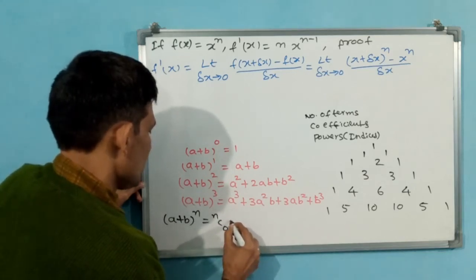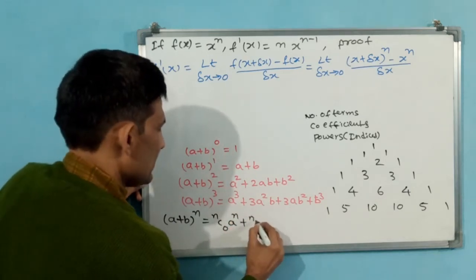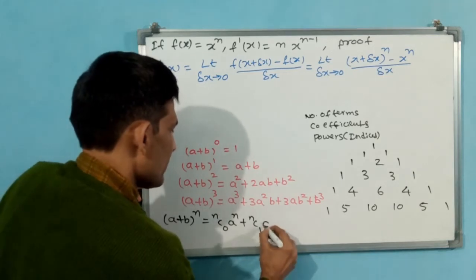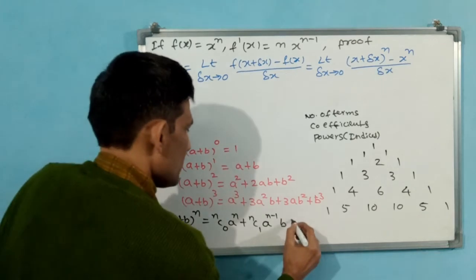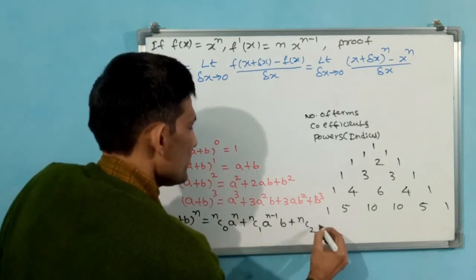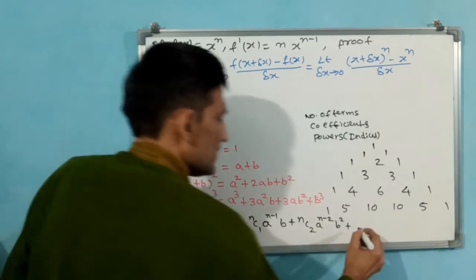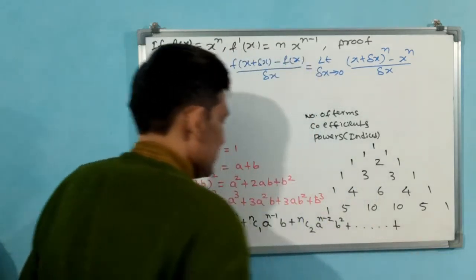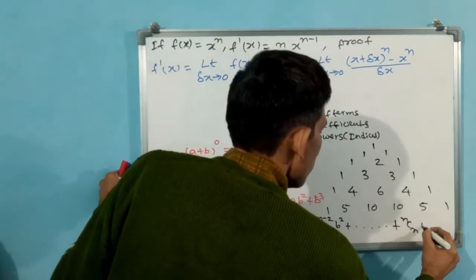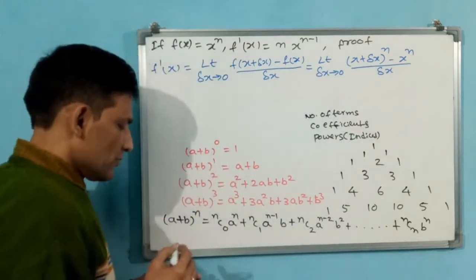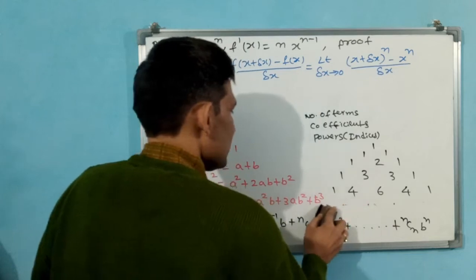NC0 A power n plus NC1 A power n minus 1 B plus NC2 A power n minus 2 B square plus, finally, NCN B power n. Is it okay? First you understand this. I am removing the 1, 5, 1. Why? Because it is mixing inside.